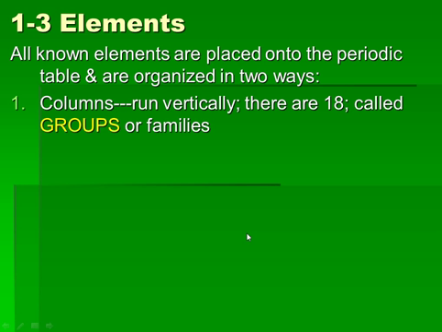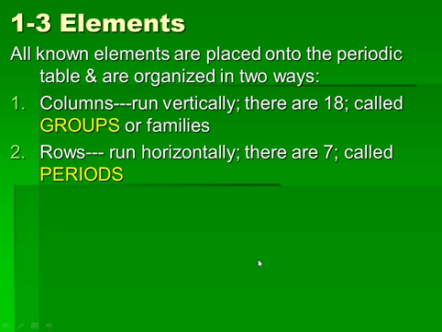Or if you were looking at group 18, that would be your noble gases, all the way on the right-hand side. That would be helium, neon, argon, krypton, xenon, and radon. So that's called the noble gas group, or the alkaline earth metal group. Those are your groups. The other way it's organized is by rows.